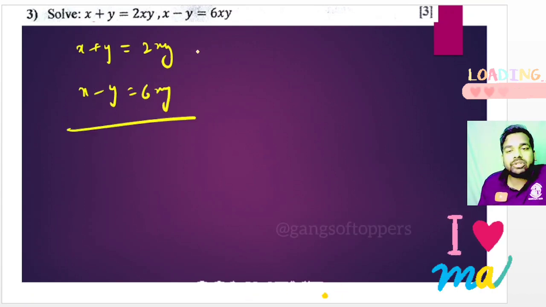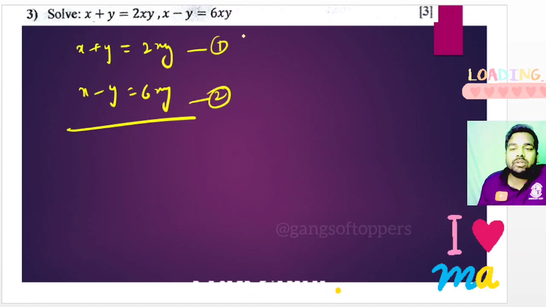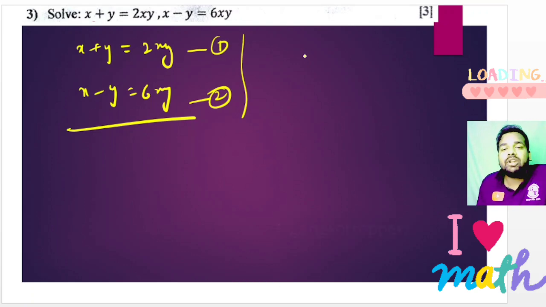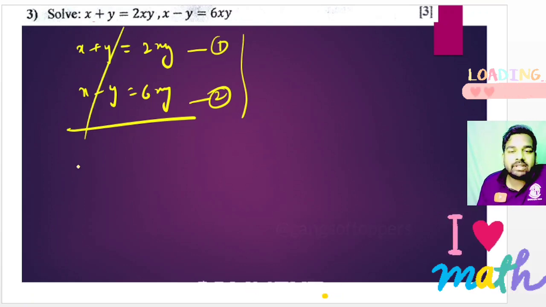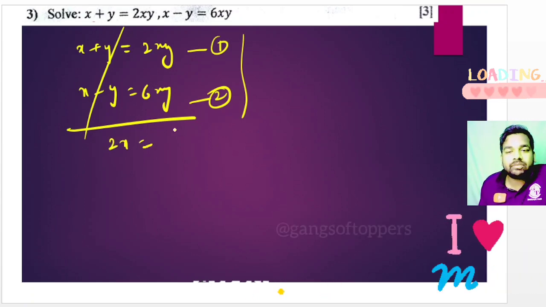This is equation number 1 and this is equation number 2. From here we can find the value of x and the value of y. Just add these equations: x plus x becomes 2x, and 6 plus 2 becomes 8xy.